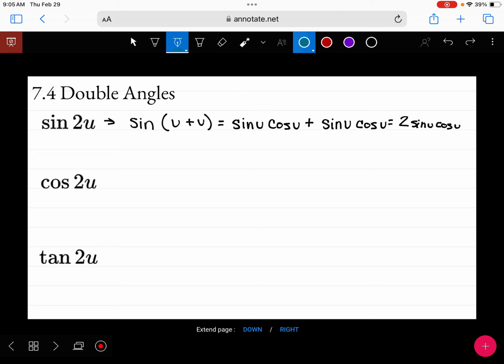Okay, so when we get to the page where we have all the formulas, it's going to have sine of 2u equals this, and we just proved it. And I just left a gap in there, and that's going to bother me. There we go.